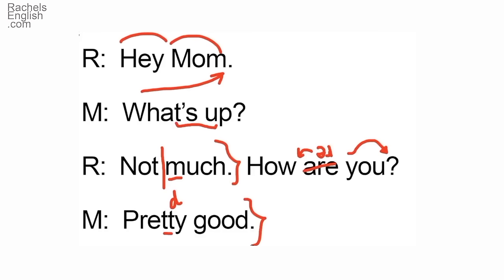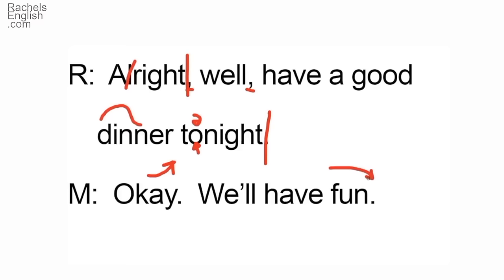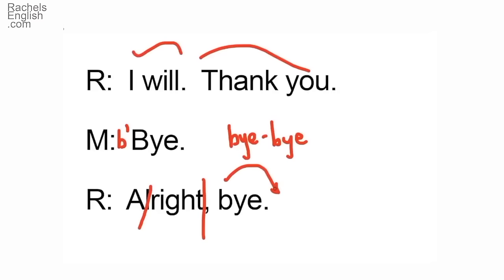And now the conversation three times. Hey, Mom. What's up? Not much. How are you? Pretty good. What are you doing? Roberta and Ernie are here. Oh, that's right. All right, we'll have a good dinner tonight. Okay, we'll have fun. All right, we'll talk to you guys soon. Enjoy New York. I will, thank you. Bye-bye. All right, bye.